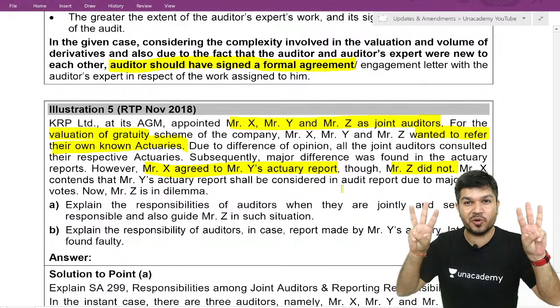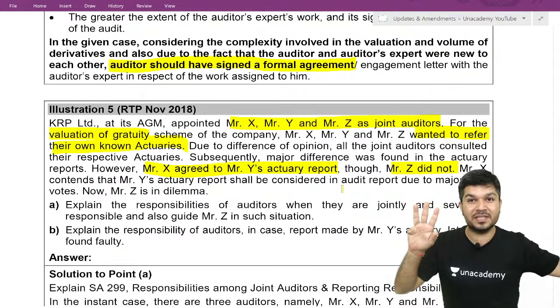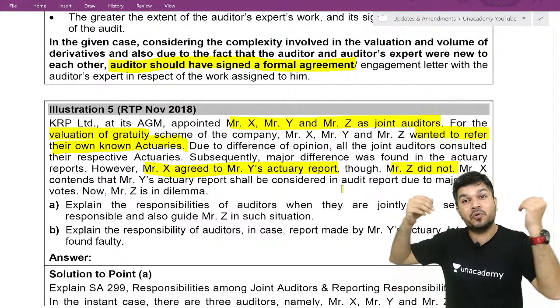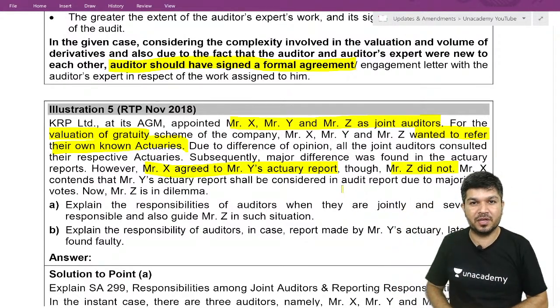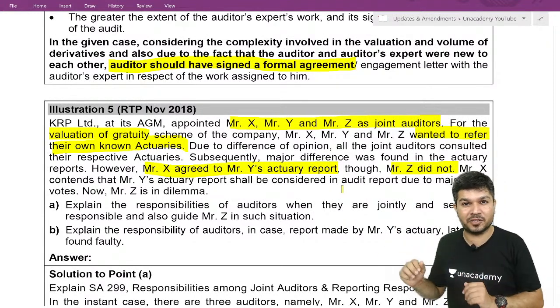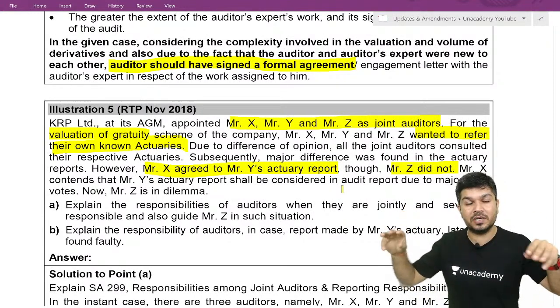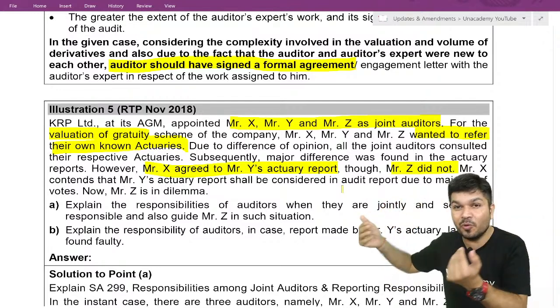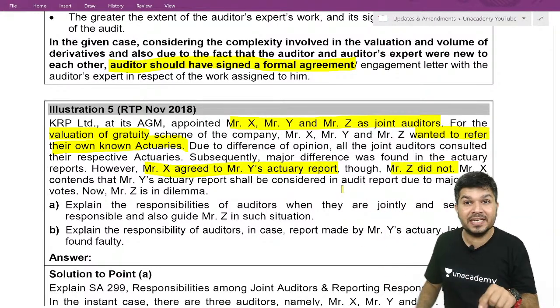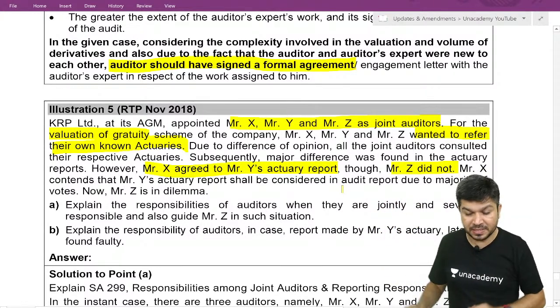So there are 3 joint auditors. We are not trusting the management's actuary. We decided to appoint our own actuary. We are consulting our own actuaries, and X, Y, Z, all 3 auditors consulted their own actuary. X agreed to Y's actuary's report, but Z did not.